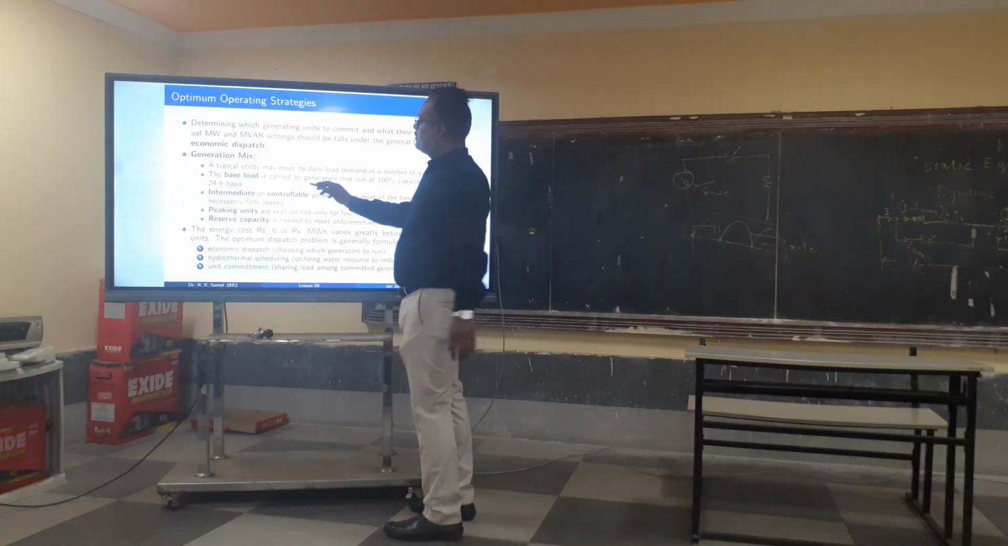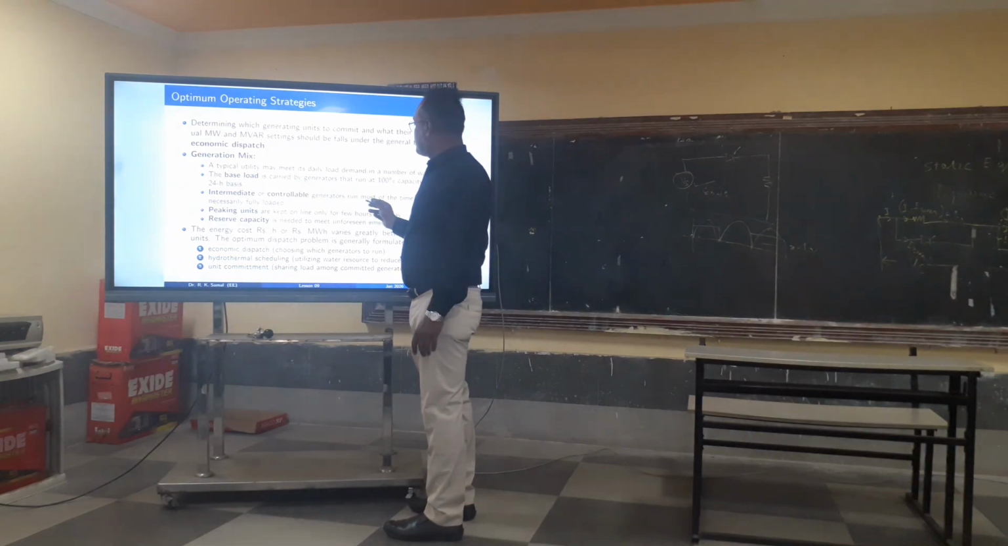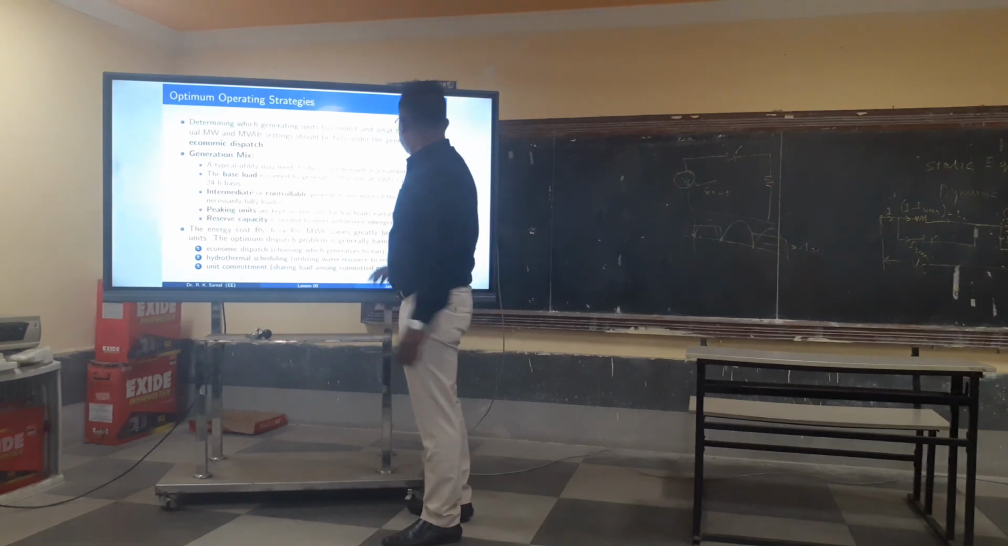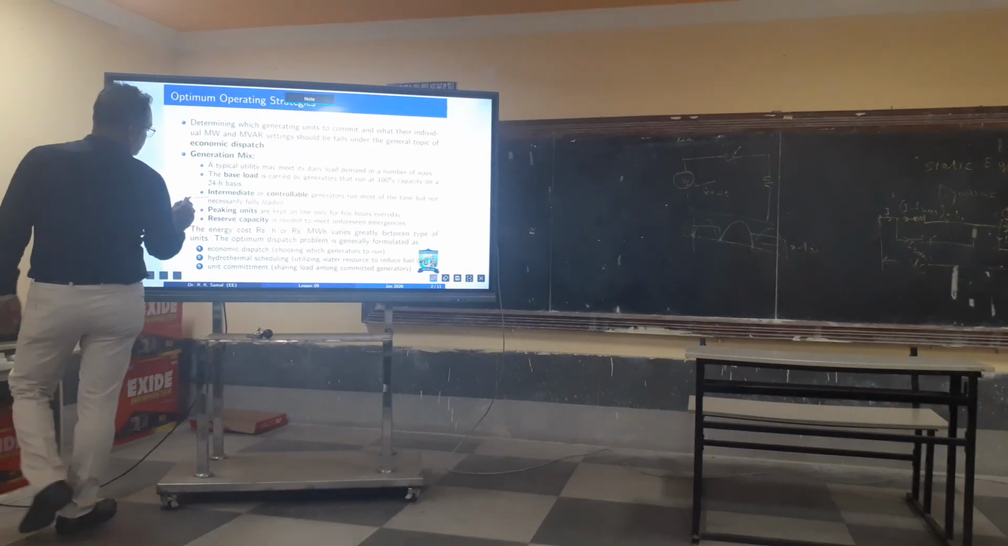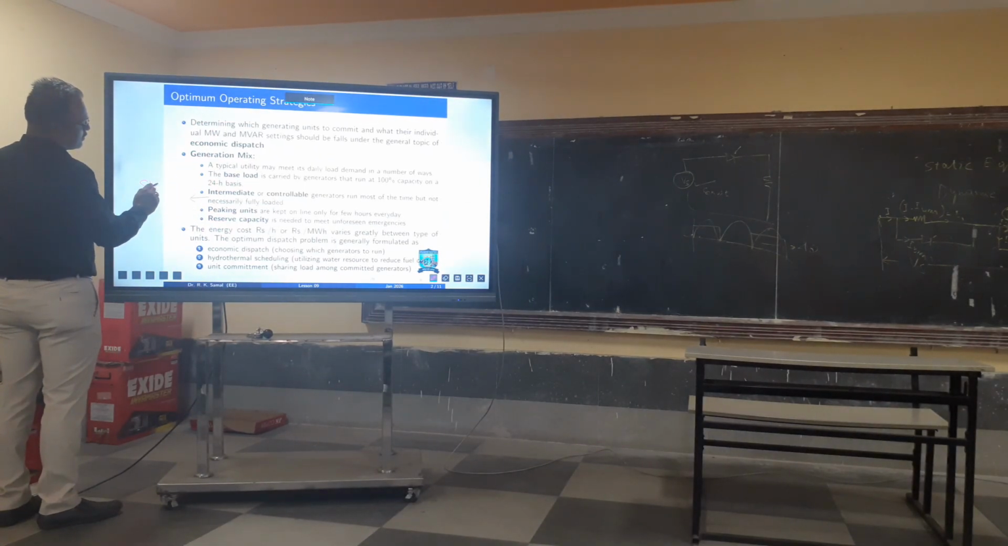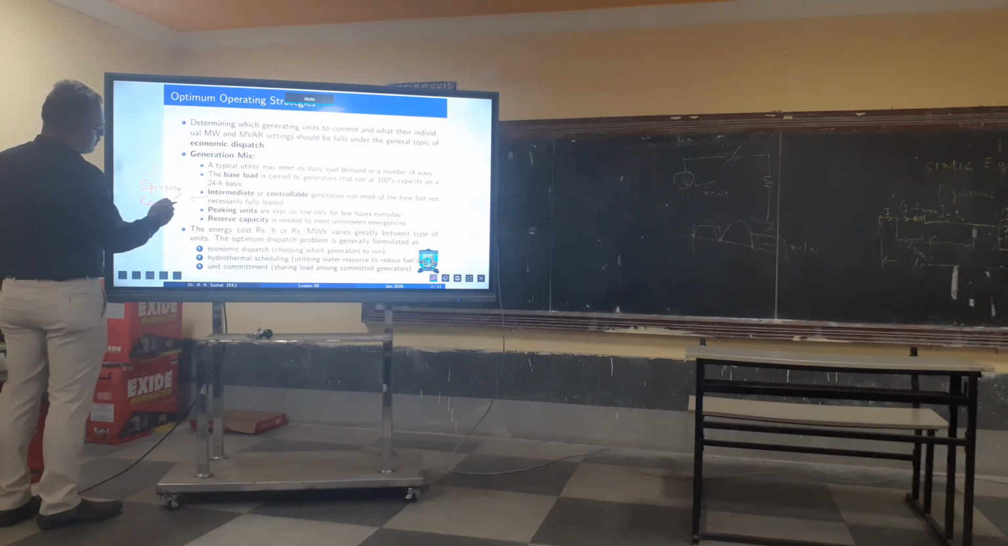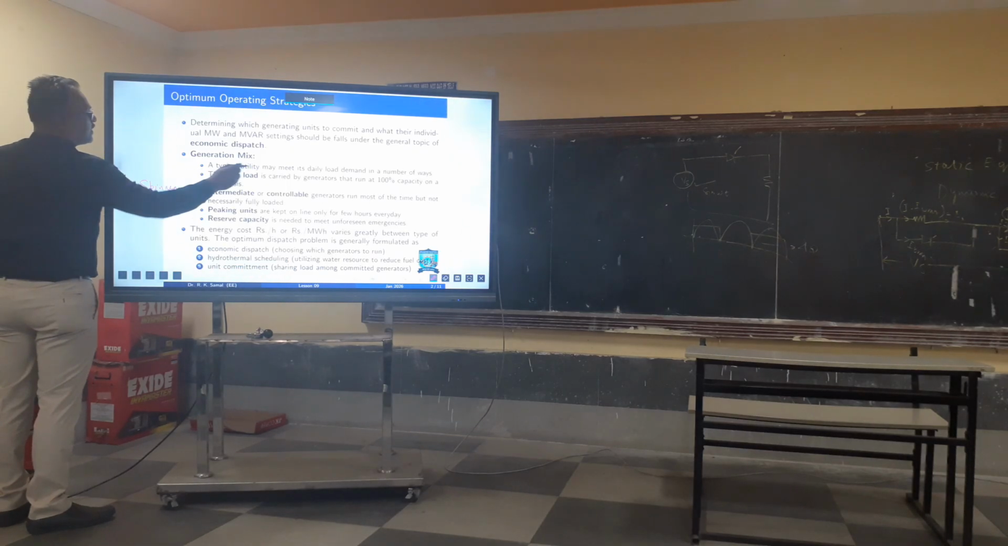Now, intermediate or controllable generation runs most of the time but does not necessarily run fully loaded. Okay, so these are known as spinning reserves. And these are known as the base load units.